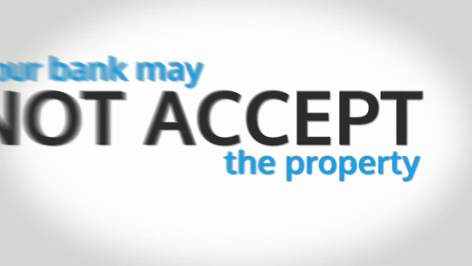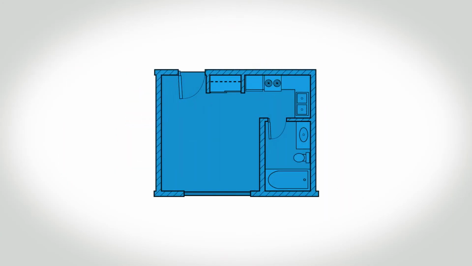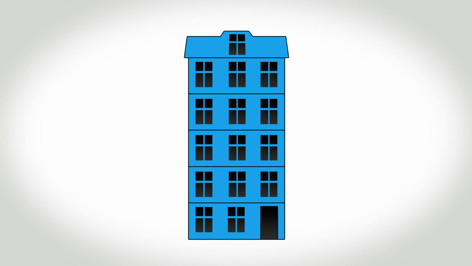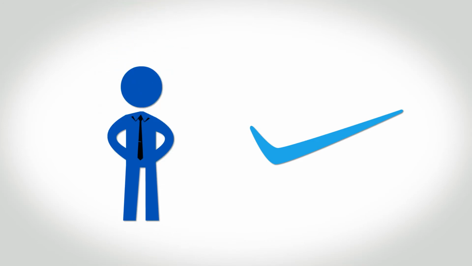Whoa, hold on. Your bank may not accept the property. As a general rule, if your property has anything unusual about it, you may get declined. This can include properties that are less than 50 meters squared, are in a high-rise building over 4 stories, are in a remote area, or that are more than 2 hectares in size. You should always double check with your mortgage broker before you jump in and pay a deposit.